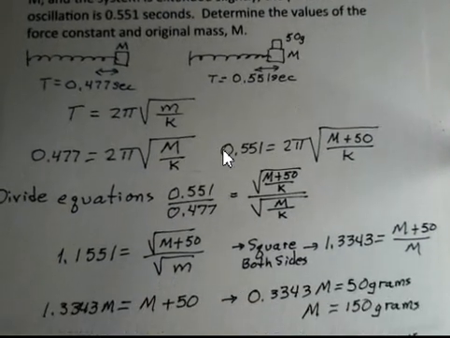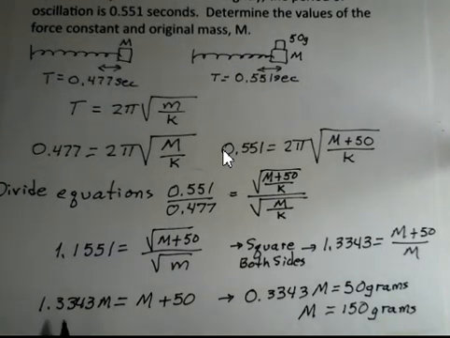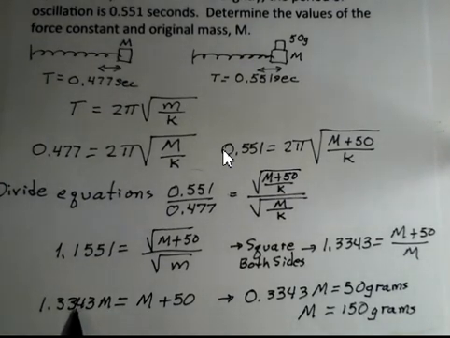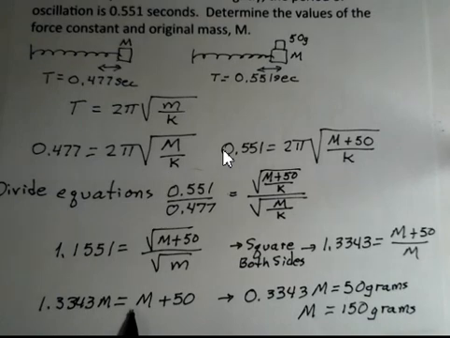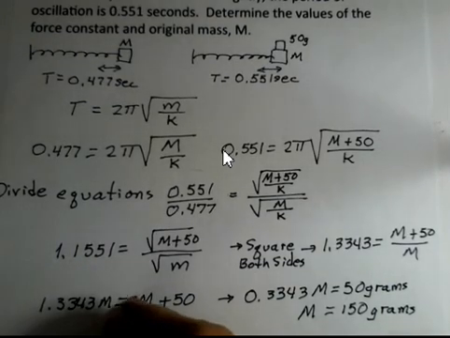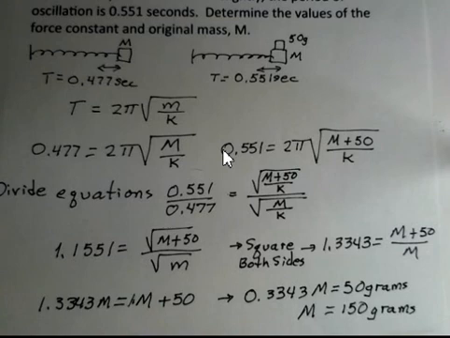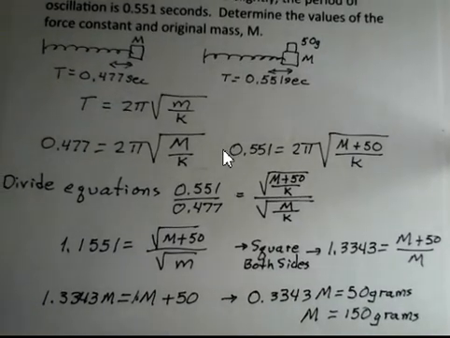Multiply both sides by M. So the M becomes on the left side with a coefficient of 1.3343. Now, gather like terms, so I'm going to subtract 1M. There's a 1 in front of this M. Subtract 1M from both sides, and we get 0.3343M equals 50 grams. Divide by the 0.3343, and we find that capital M was 150 grams, and I've rounded a little bit here, but that's our situation. So once we have capital M, how can we determine the force constant?